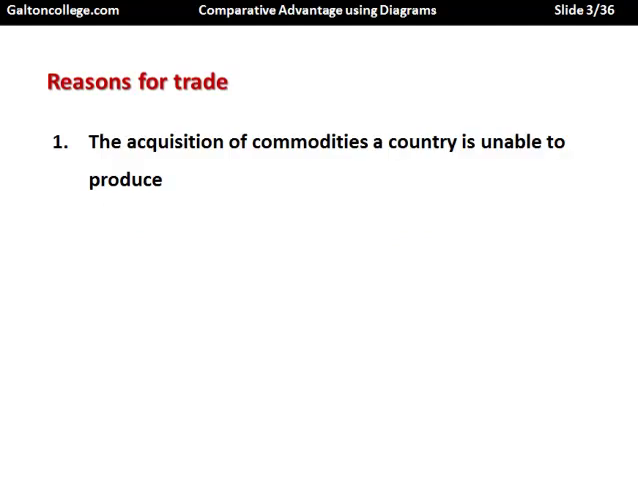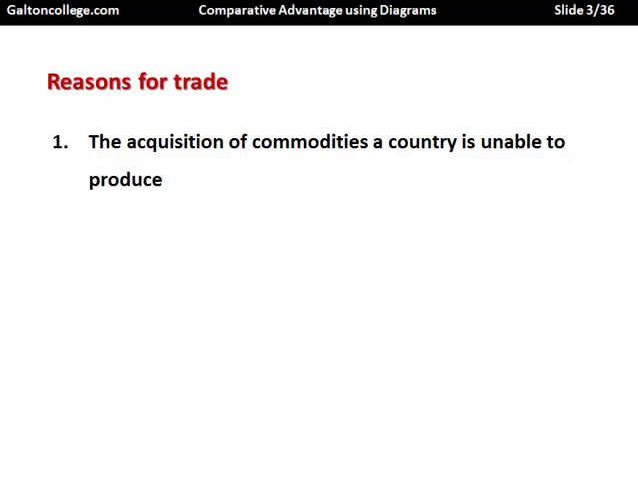Well, the acquisition of commodities a country is unable to produce. That's one of the most basic reasons why we trade. We get commodities that we can't produce, or we can't produce efficiently or cheaply. Let's say countries in temperate climates find it difficult to grow tropical fruit. So we import tropical fruit from countries where the climate is more conducive to that form of production.